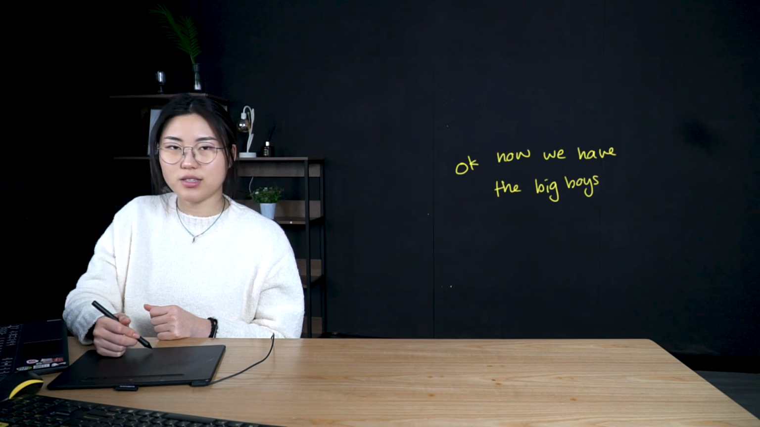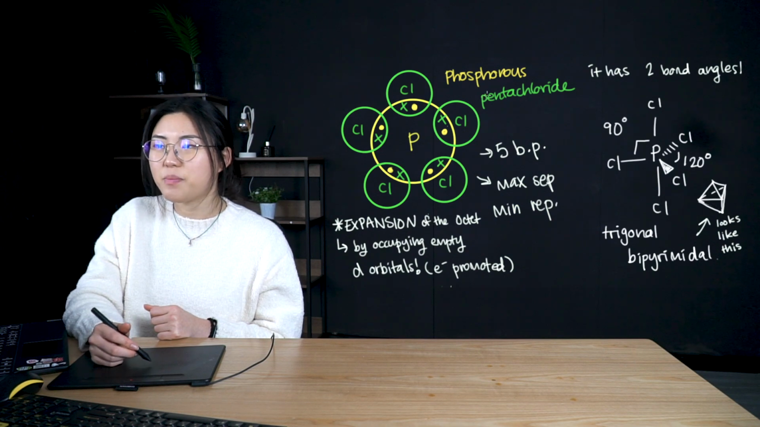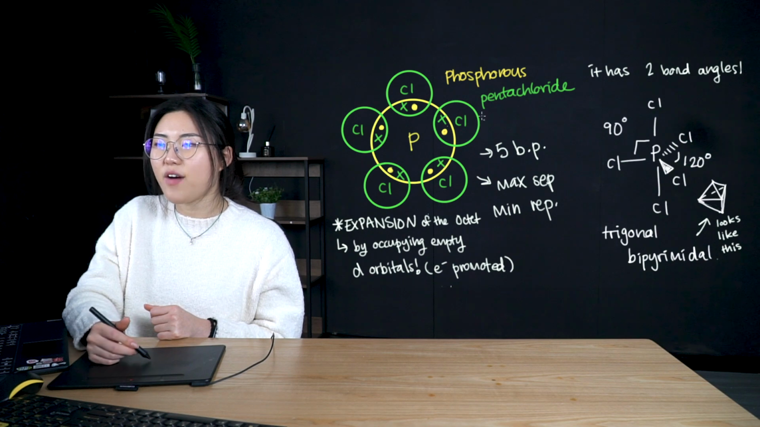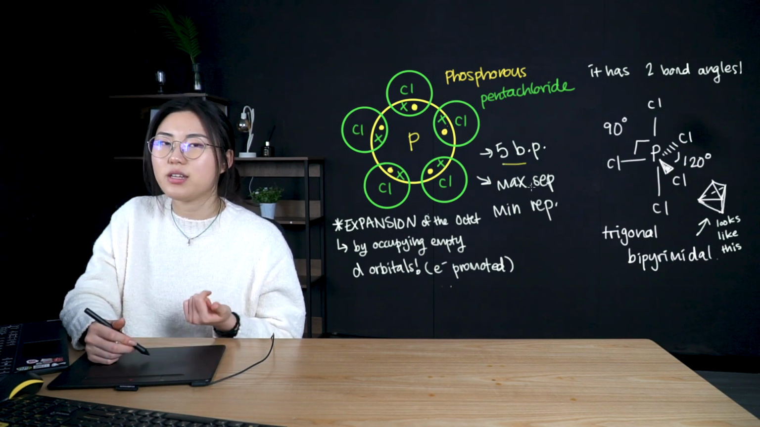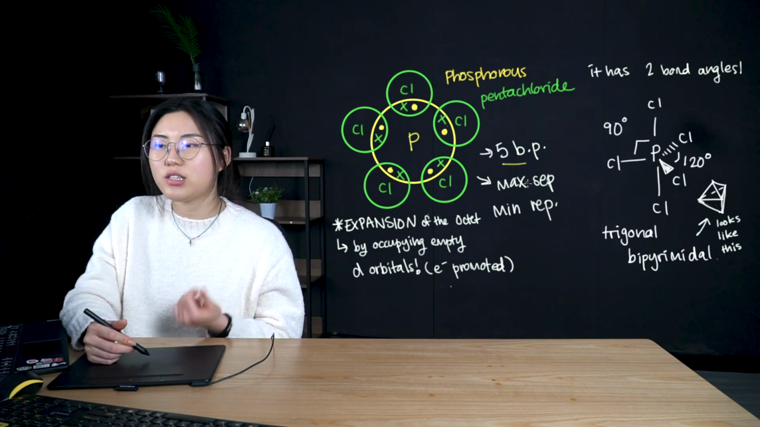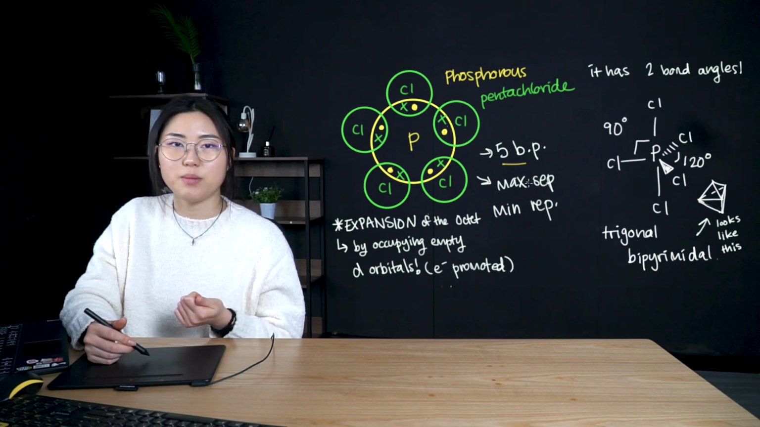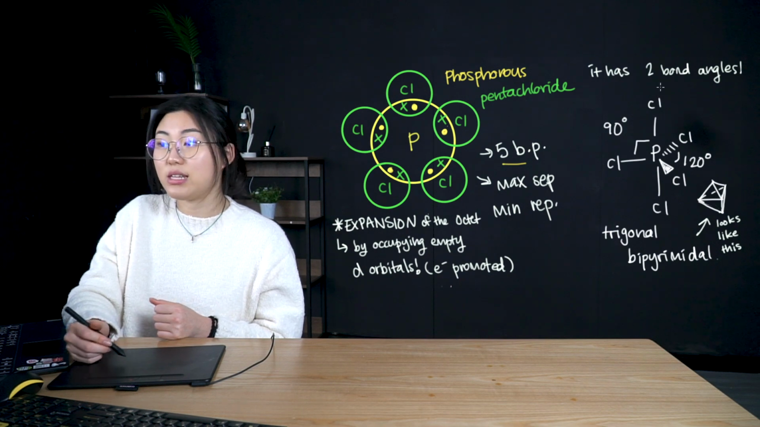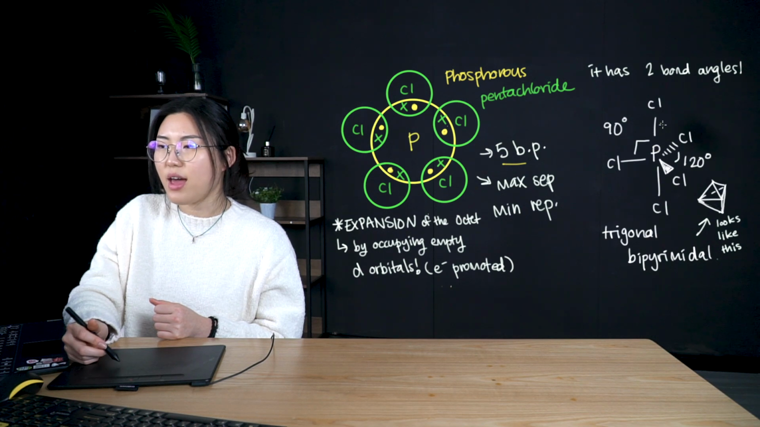Now we're going to discuss the bigger molecules. We have phosphorus pentachloride. Over here we have PCl5. Over here we have 5 bond pairs, and obviously they're again going to be arranged so that they have maximum separation and minimum repulsion. And it has 2 bond angles in this case. So we will have a P as a central atom, and then we have a little axis going through the P, and there's going to be a planar structure right in the middle.